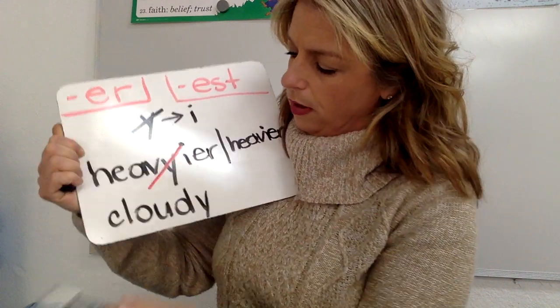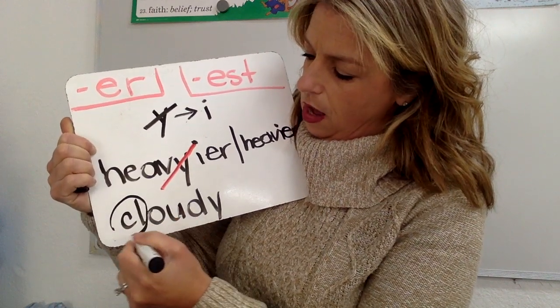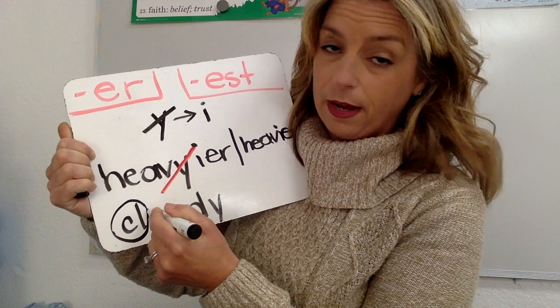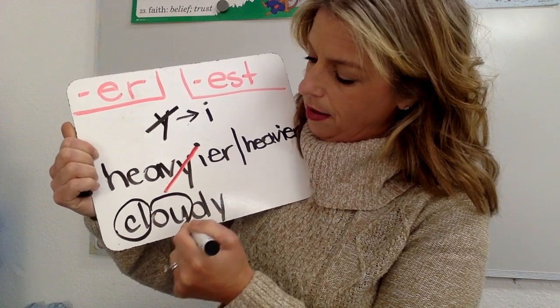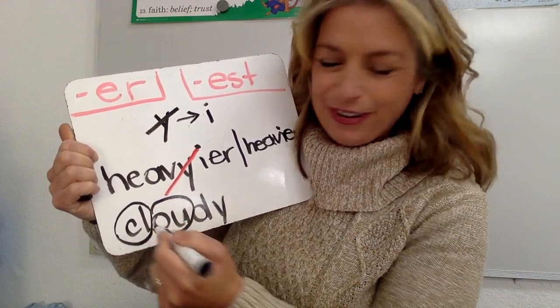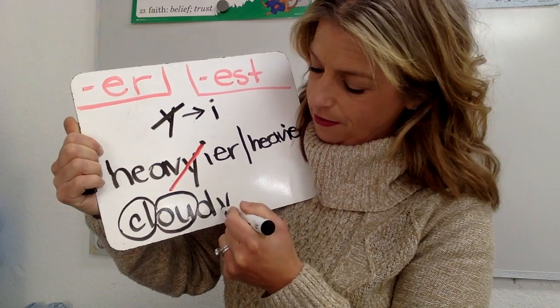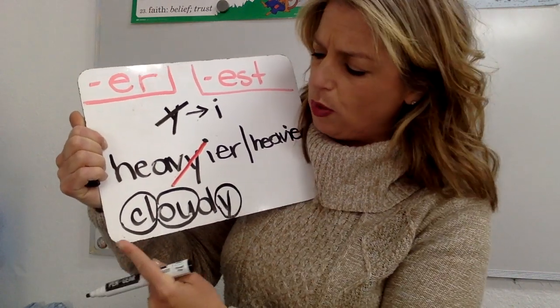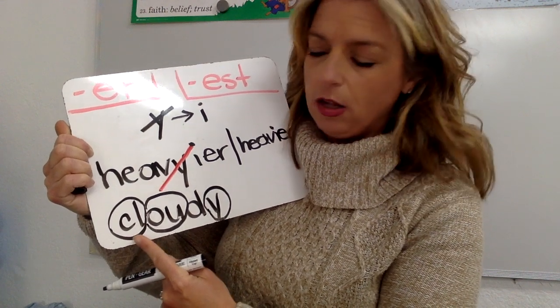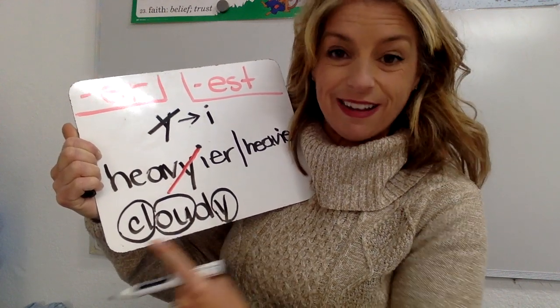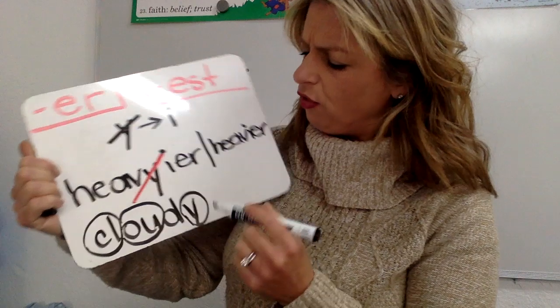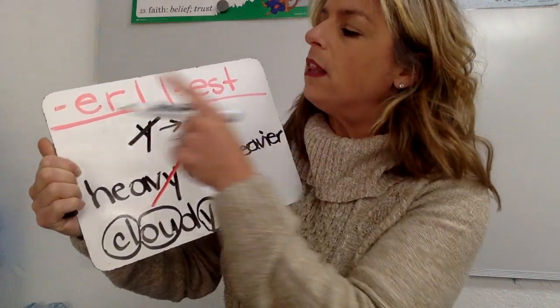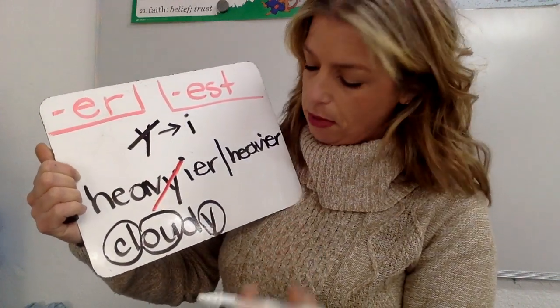Okay, now let's go ahead. And what's this word? We have coal and clock. What else? Ow and out. And E and baby. So what's this word? Cloudy. Cloudy. Now let's rewrite it with the er and bigger.